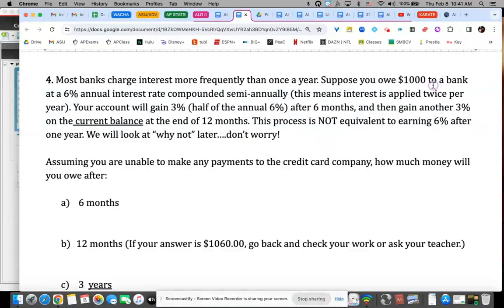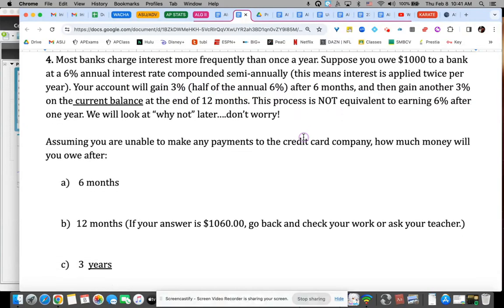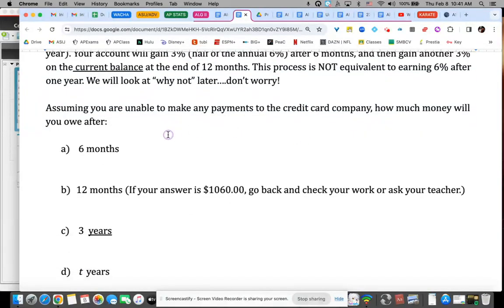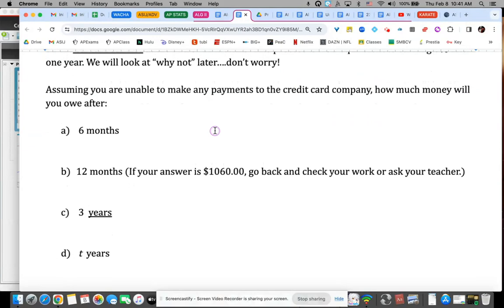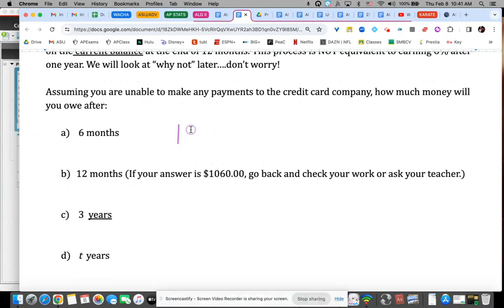Number 4. Again, we're investing $1,000. It's still 6%. But in this case, they're going to compound it what we call semi-annually. Semi-annually means twice a year. So instead of 6% once a year, we're going to halve that and do 3% twice a year, so every 6 months. So when they try to set that up, they say, well, it's not exactly the same as before. Sure, it's $1,000 to start with.